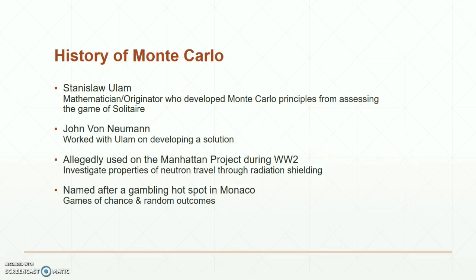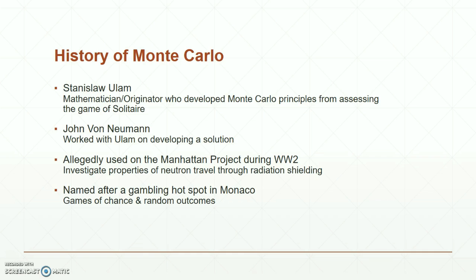So let's look at a bit of the history of Monte Carlo itself. It was started by Stanislaw Ulam, who was a mathematician and the originator, and he developed the Monte Carlo principles from assessing the game of solitaire. This was around World War II, and once he started messing with the idea of the Monte Carlo principles, which they think was named after the gambling place where I believe his uncle liked to gamble, he ended up bringing in John von Neumann, who worked with Ulam on developing a solution together.